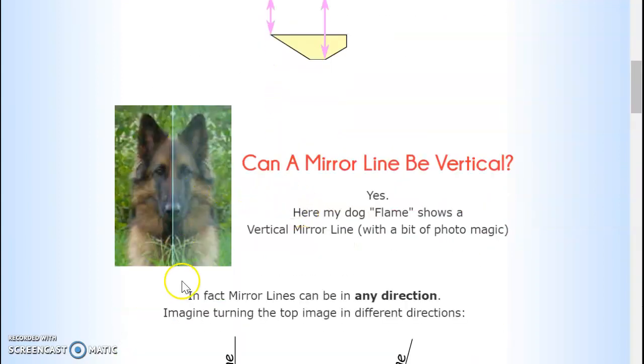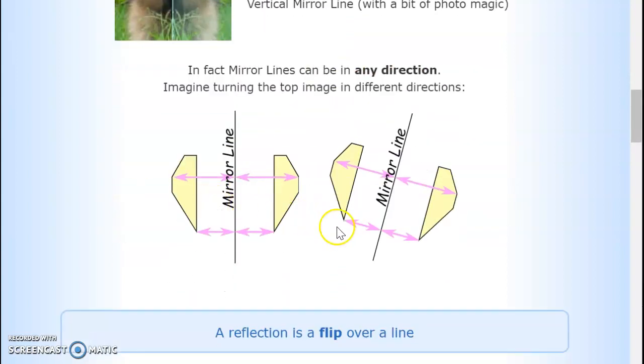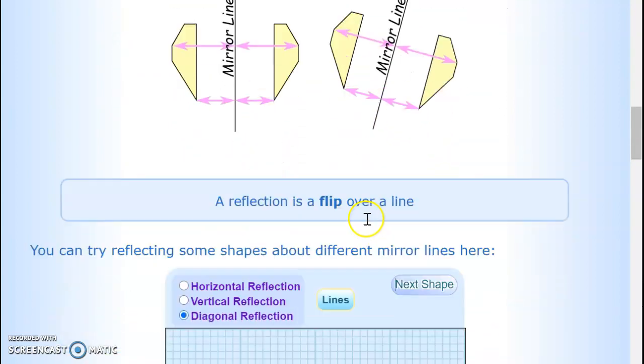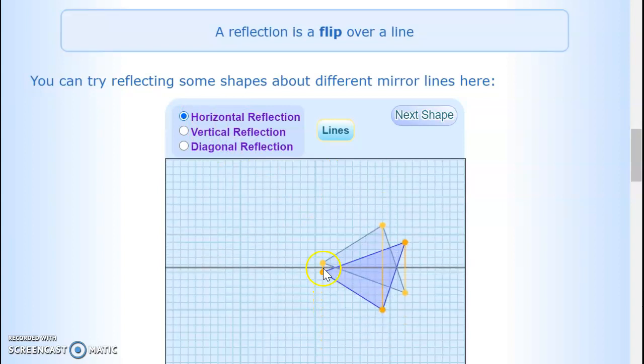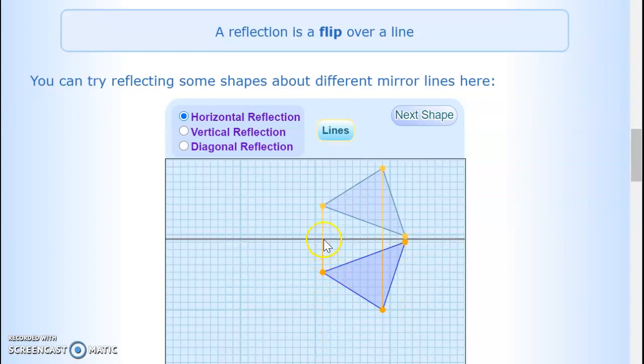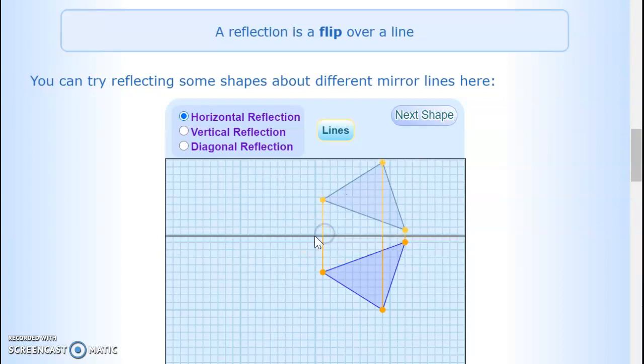And that mirror line can be vertical. Here you can see a picture of a dog where it's a mirror image of left and right, or it can also be diagonal. Okay, and again, reflection is a flip over a line, and you get to play around with this a little bit, where you see the horizontal line of reflection, and depending on where that line of reflection is, it changes the location of the reflection. Notice that the orientation is always going to be a reflected image, meaning that the orientation has changed.